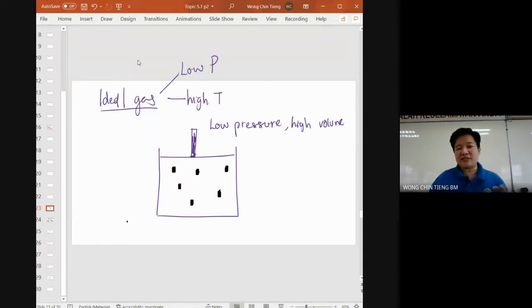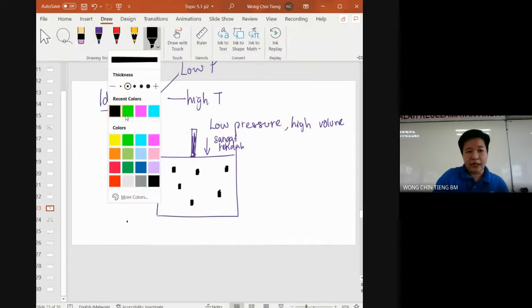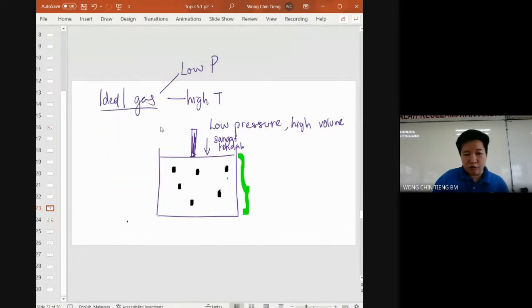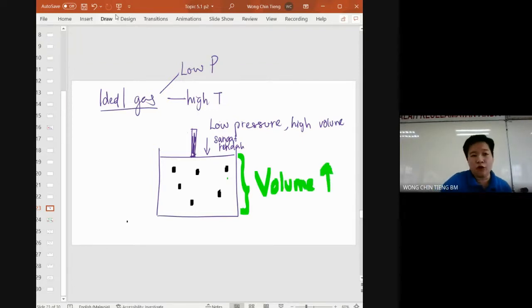You have your low pressure and high volume. Low pressure means tekanan yang kita tekan kat sini sangat rendah. Sangat rendah. Bila tekanan sangat rendah, bermakna kita tak tekan lah. Bila tak tekan, volume jadi sangat besar. So over here, we have a large volume. Volume increase. Okay? Itu maksud bila low pressure.